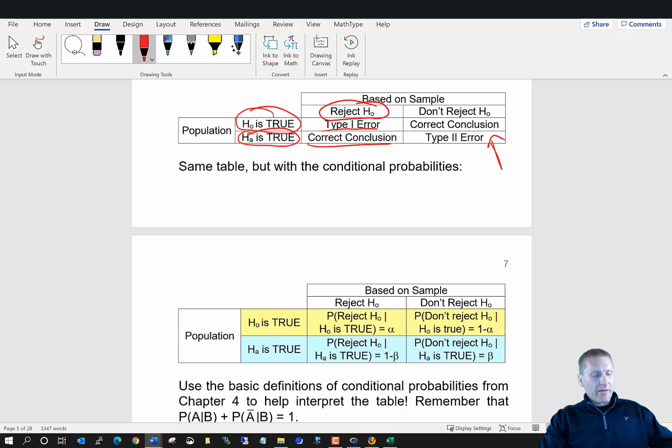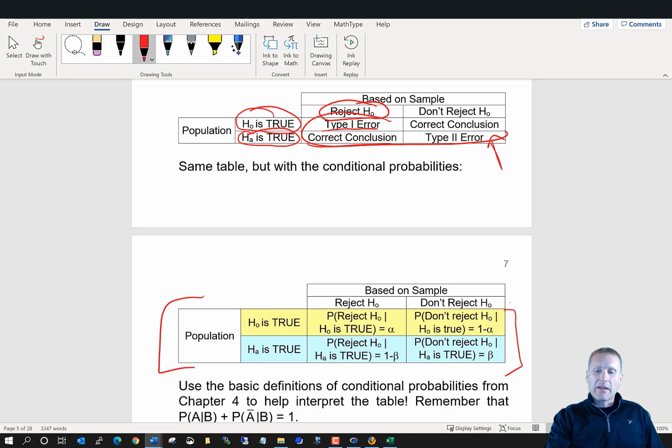So on page 7, then, I have the corresponding probabilities written in the table. And before I forget, I do want to mention this. Very often on a test, I will give a table like this and ask students to simply fill in the blanks, meaning don't give the body of the table and have students write out where type 1, type 2 errors would be, where the correct conclusions would be.